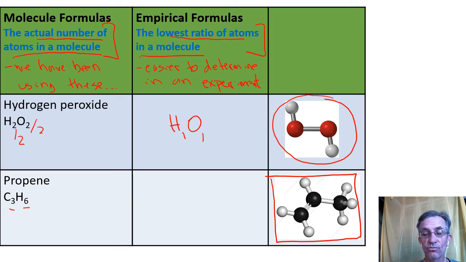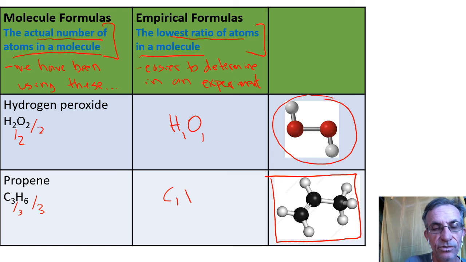But if I wanted to reduce it down to give you the lowest ratio, what do you notice both of those numbers are divisible by? What are both 3 and 6 divisible by? We can divide them both by 3, right? And get a whole number. So if you divide them both by 3, you would end up with 3 divided by 3, 1. And then for the hydrogens, 6 divided by 3, that's 2.